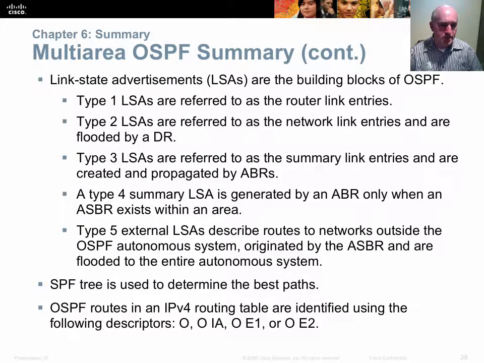The SPF tree is used to determine the best path. That's the SPF algorithm, if you will. So it goes through all of the available routes in the LSDB and identifies the one based on cost metrics that would be the best path to take. OSPF routes in an IPv4 routing table are identified using the following descriptors.